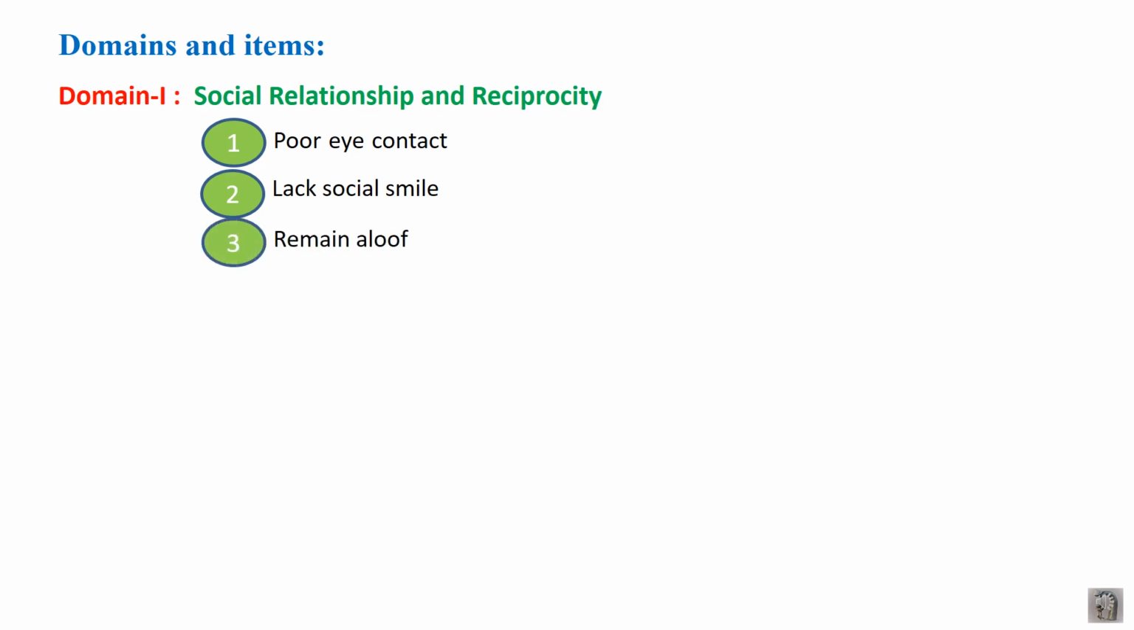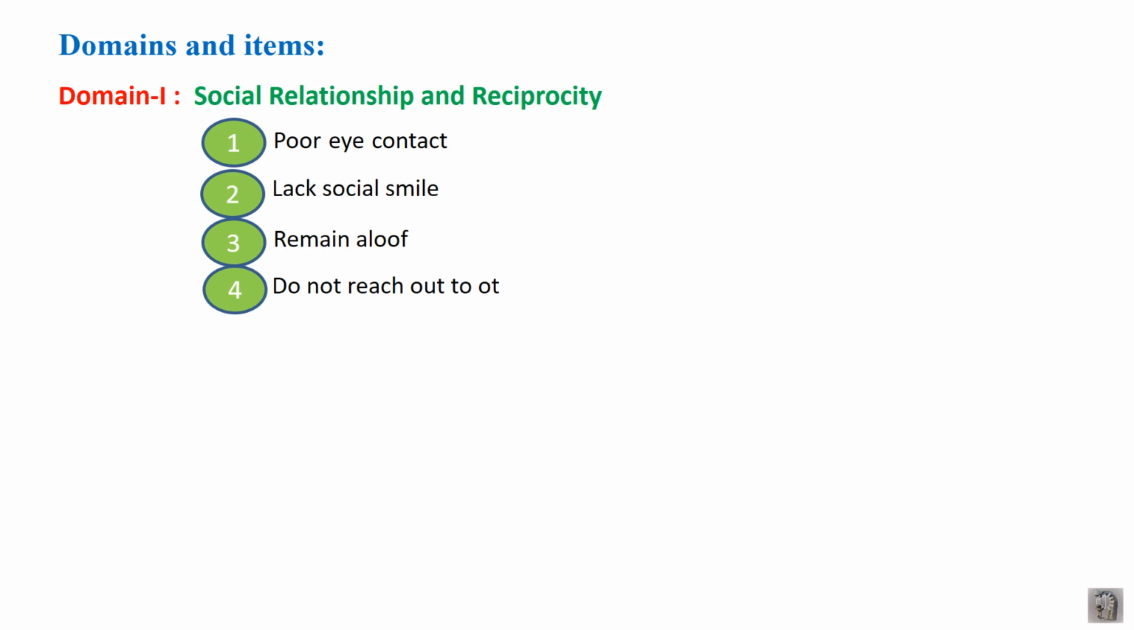Then, remains aloof. Yes, children with autism may remain aloof, self-absorbed, withdrawn, not responsive to other people or the environment. So what you have to do is ask the child if he has a friend whom he likes at home, or what he likes to eat. So these are the kinds of things you can ask to understand this.